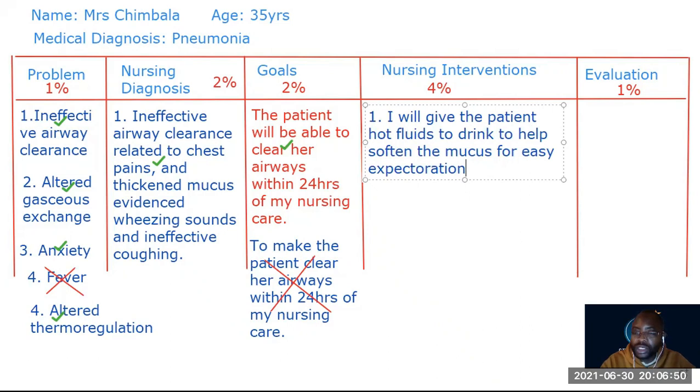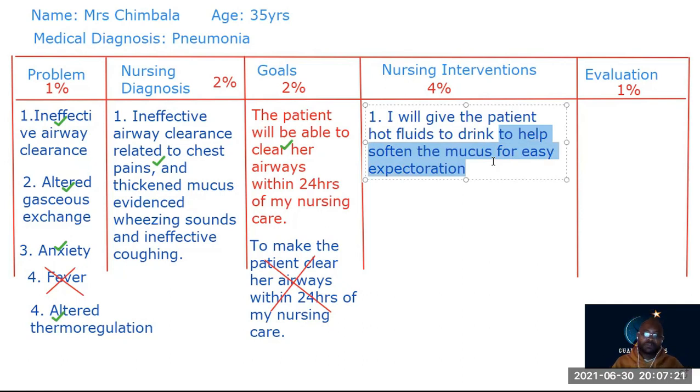in order to drink to help soften the mucus for easy expectoration. If you see this nursing intervention, it has what I would do, and it also has my rationale for giving the patient fluids. My rationale is that I want to help soften the mucus for easy expectoration.